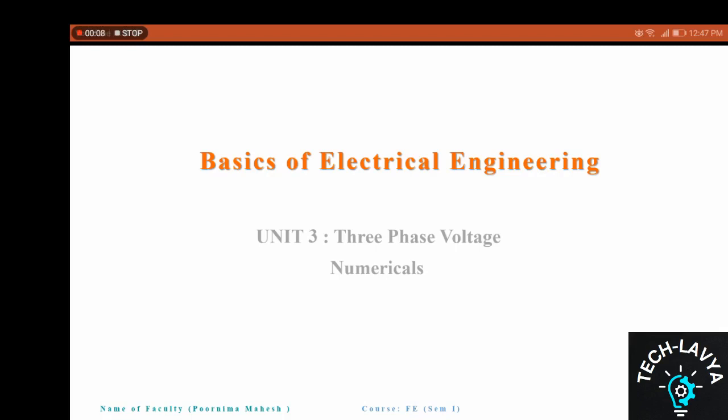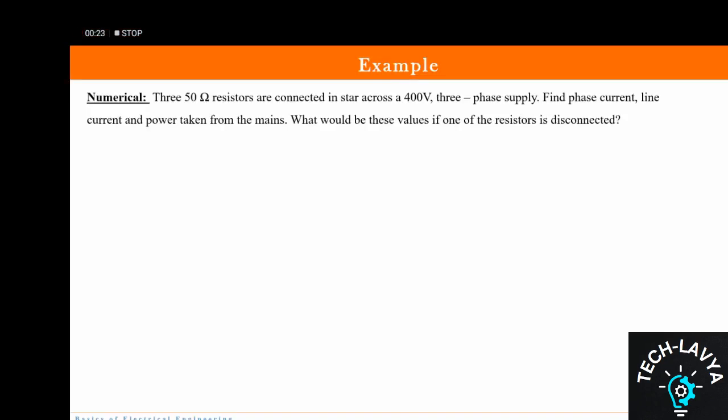Now the topic for today's lecture is we are going to solve few numericals based on three-phase voltages. These types of numericals are very important for our exams. Okay, so we shall go ahead and let us see what first numerical says.